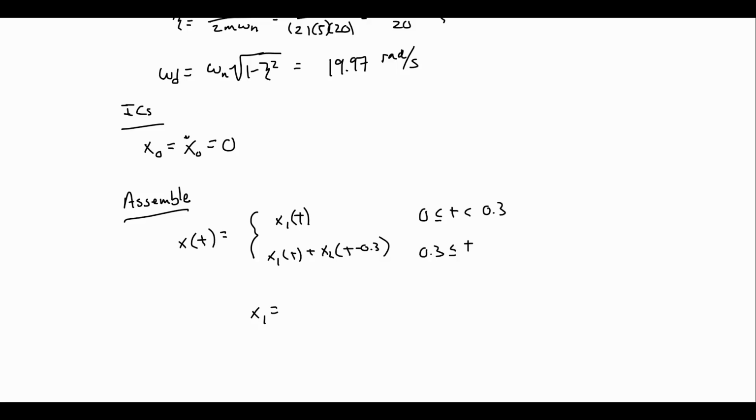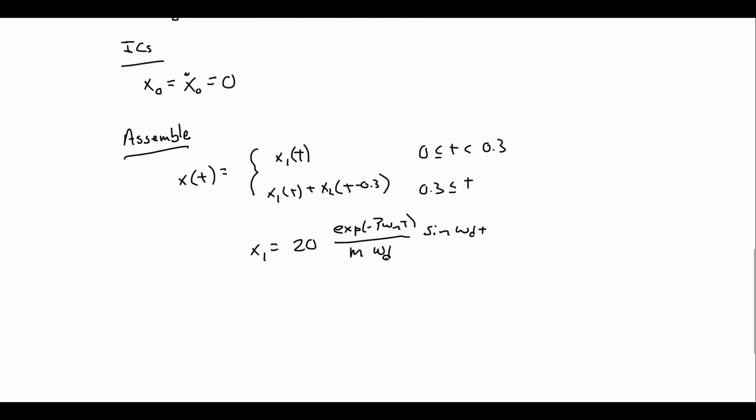x1, that first impulse is 20 Newton seconds. And we're going to multiply that by, I'll rewrite some of the details here, negative zeta omega n times t over m times omega d times sine omega d times t. And we can simplify it now down a little bit. Omega d is, I'll cheat a little bit here, it's not quite 20, but I'll call it 20 so I can cancel out the 20 out in front. When we go into MATLAB, I'll be a little bit more precise with it.